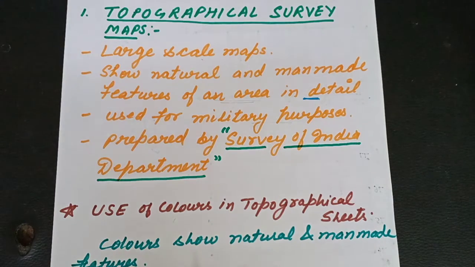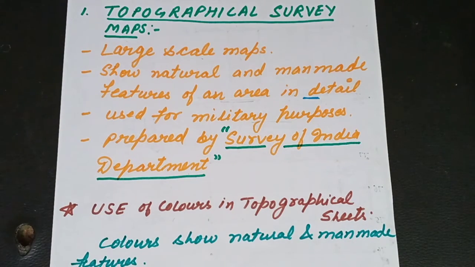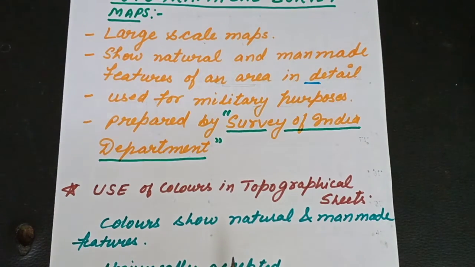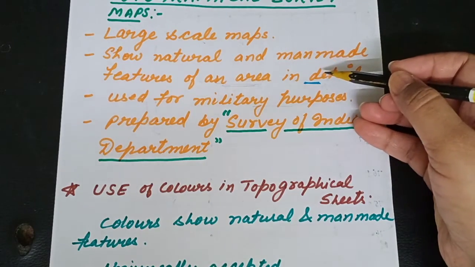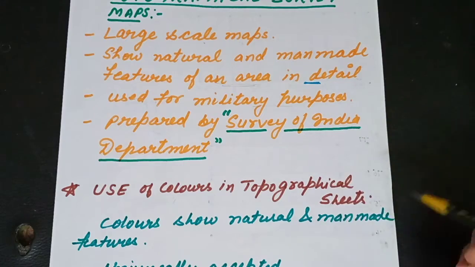These colors are universally accepted and show all the natural and man-made features in the form of conventional signs and symbols. So these colors are very important and universally accepted. So we are using these colors also in these topographical survey maps.